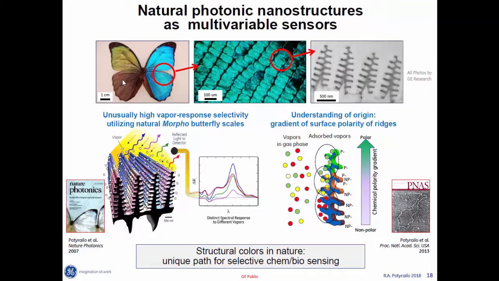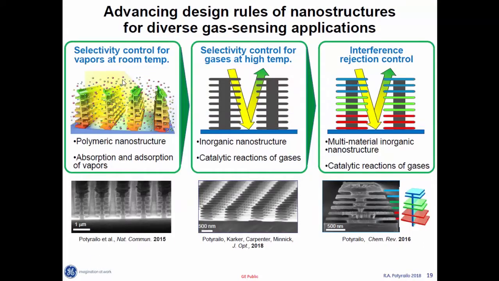So that was in 2007. After that, we started to learn the origin and develop the design rules for artificial sensors, and through our DARPA work, which we reported in 2013, we learned that in order to have such selectivity, the chemical composition or chemical structure of this Christmas tree is different in the natural structure. Polarity is quite different from the tops to the bottoms of these trees, and that's the origin of the selective response.